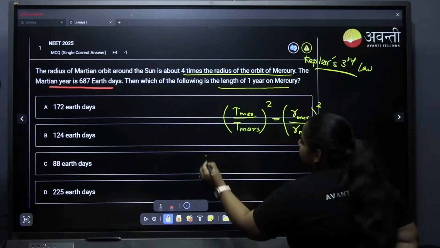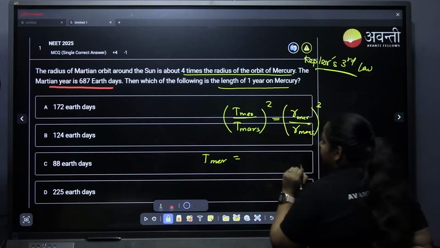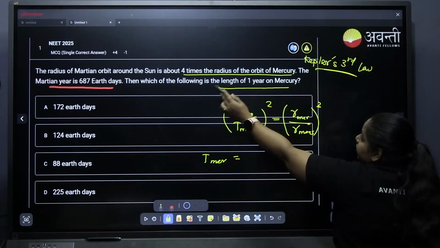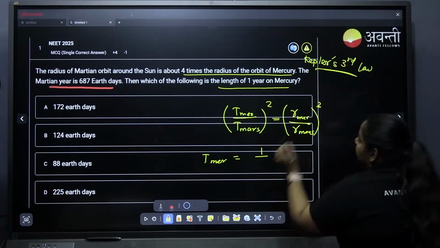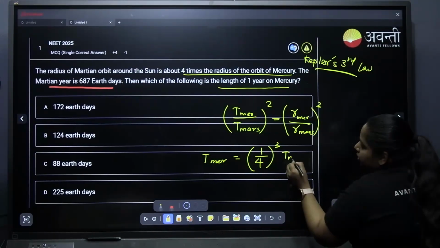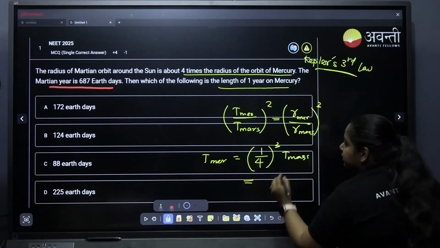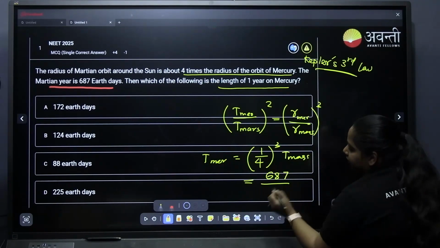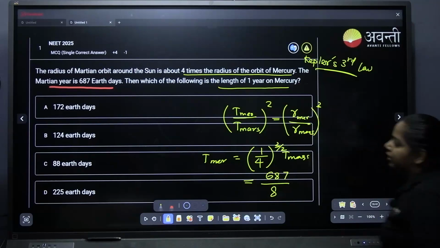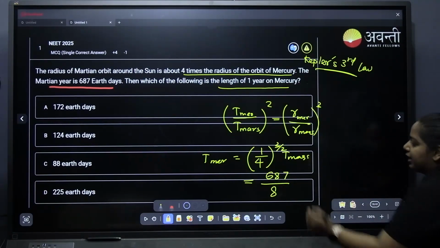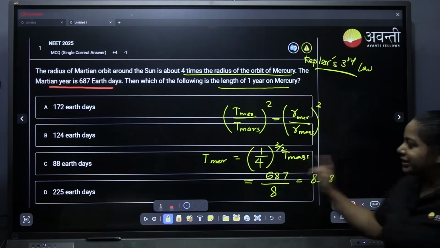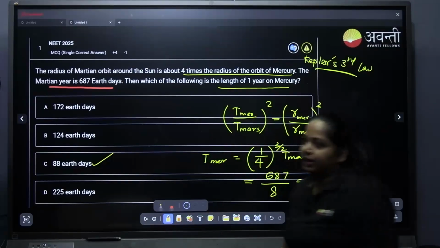So what we are doing is, time period of Mercury will be equal to radius of Mercury by radius of Mars, which is 1 by 4, the whole 3 by 2 power, into time period of Mars. So this is equal to 687 divided by 8. Sorry, 3 by 2 will come, so by 8. You will get approximately 85.8. So the closest answer is option C. That's why we are taking this.